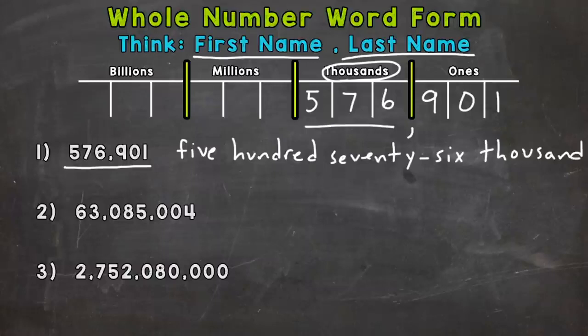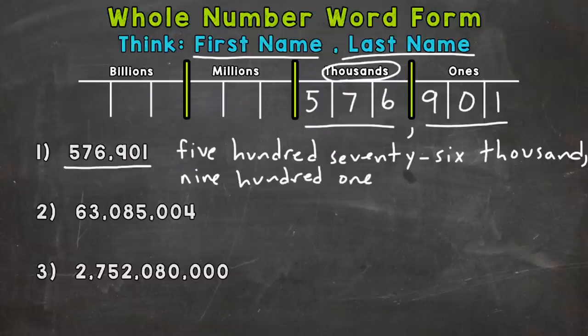And then we move on to this here. So 901 would be the first name there. Read the number as is. And when it comes to the ones period, we actually don't use a last name. It's just the number as is. Every other period, though, we go first name, last name, except for the ones. So we would wrap this up with 901. So we would read number 1 in full as 576,901. Just remember, go period by period, thinking first name, last name.